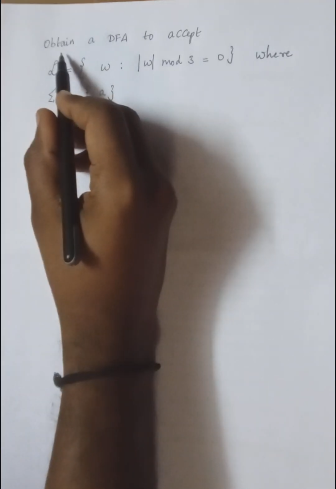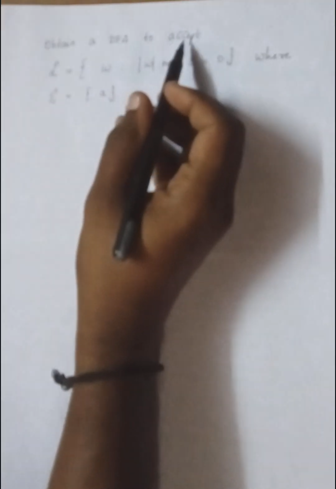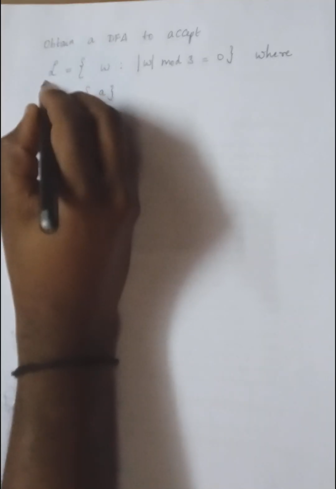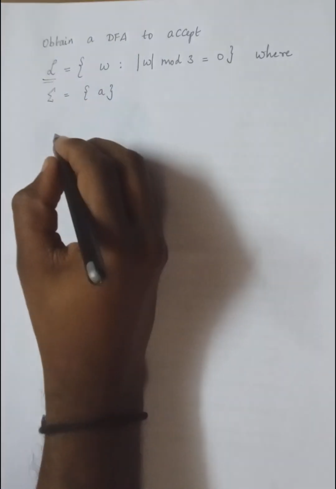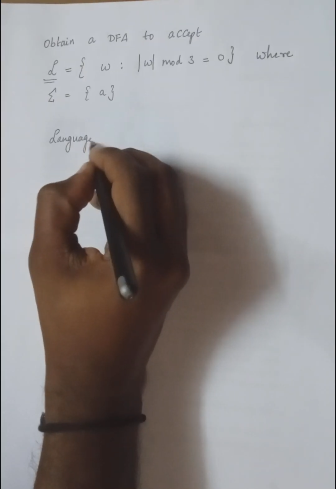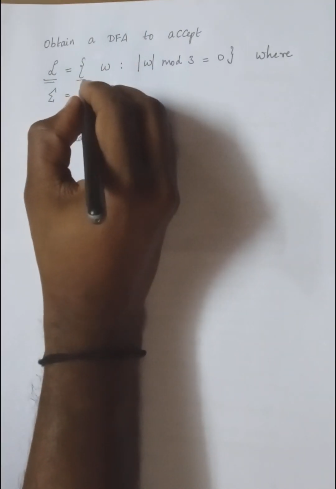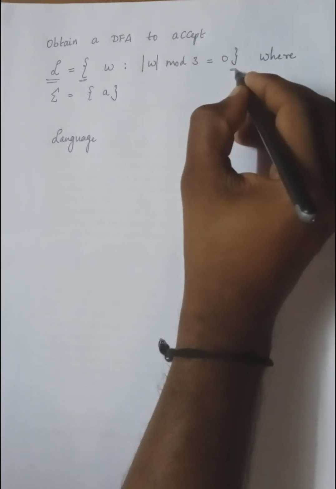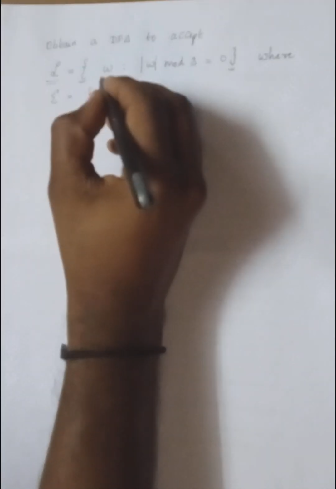Hello everyone. Today we are going to see a new DFA problem. Obtain a DFA to accept a language. L denotes language. They are going to define a language, and this language is always defined inside curly braces. They're saying W is the input.